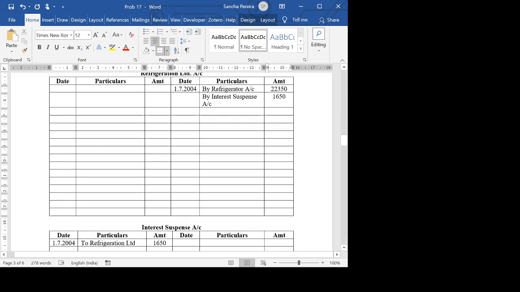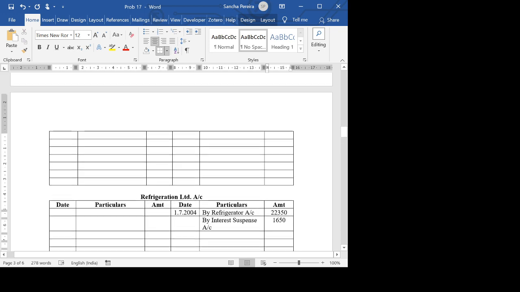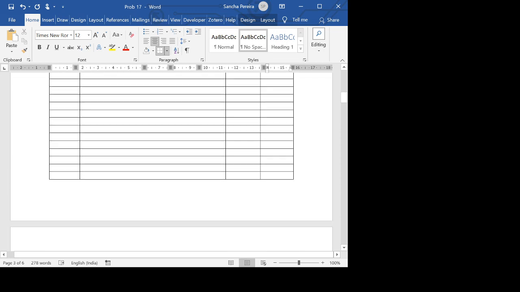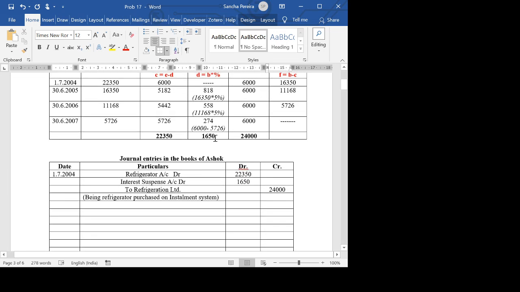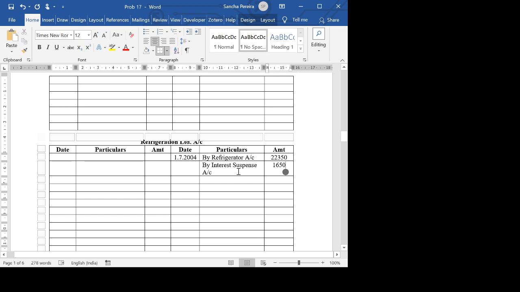Okay, I hope this is clear. I hope this posting is clear. That's why I'm doing it simultaneously. So if you see Refrigeration Limited, how this would have come in refrigeration: by and by. Okay, so that's how it's come. By refrigerator, by interest suspense account. Is this clear? So we are done with the first entry.